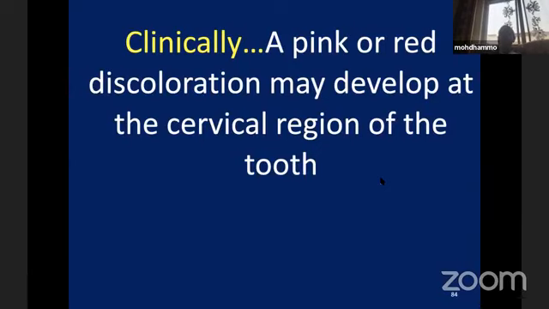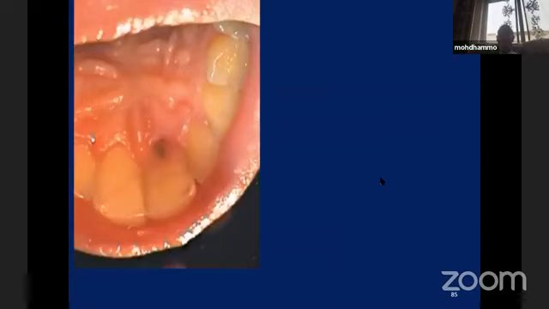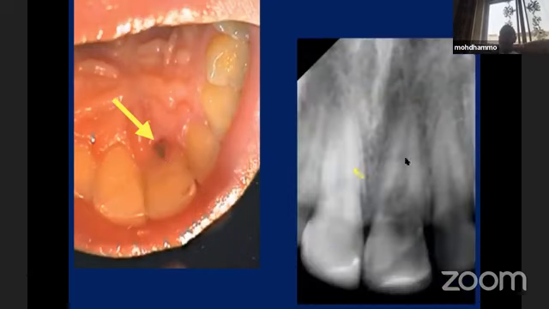Clinically, a pink or red discoloration may develop at the cervical region of the tooth. This is what we call a pink spot, and it is the first sign you can see when you examine this tooth. Sometimes our patients come complaining of this pink spot. It might be buccal, labial, or palatal. Here it is a palatal pink spot, and this is the cervical resorption. So the first sign is the pink spot.